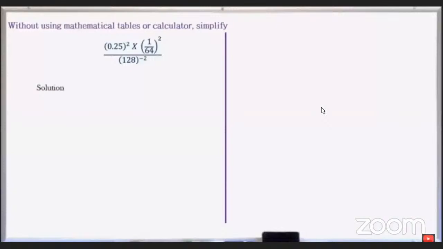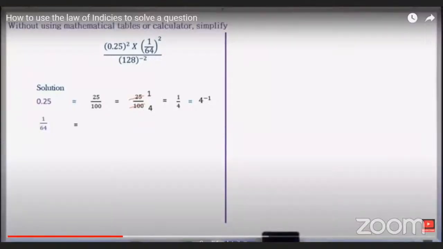So let's start by writing our solution, and we are going to see that 0.25 is equal to 25 out of 100 in fractional form. If we reduce 25 out of 100, by 25 we get 1, and 100 by 25 you get 4, meaning 0.25 is equal to 1 out of 4, which is also equal to 4 to the power negative 1 in index form. Next, let's look at 1 out of 64. That is in fractional form. So in index form it will give us 64 to the power negative 1.